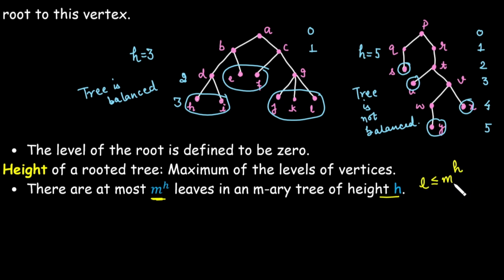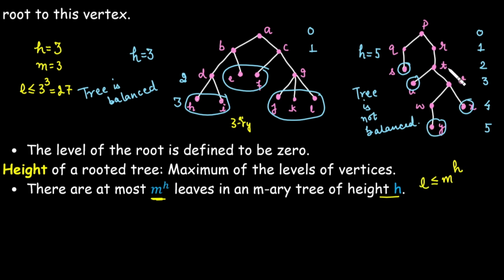Let's check whether this result is true for these two cases. In case number 1, the height is 3 and it is a 3-ary tree, because the maximum number of children of any internal vertex is 3. So the value of m is 3. Now we just need to check whether the leaves are less than or equal to 3 raised to the power 3, that is 27. Yes, because the number of leaves in this case is 7, and 7 is less than or equal to 27.